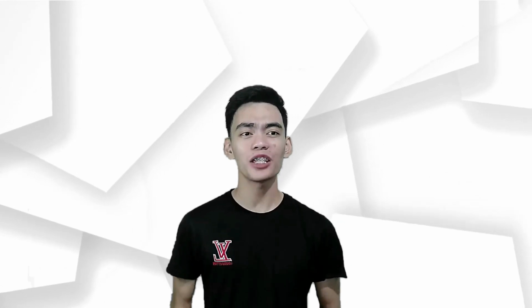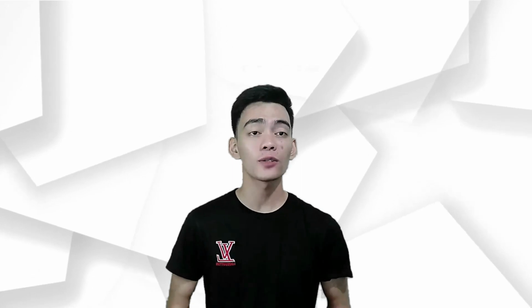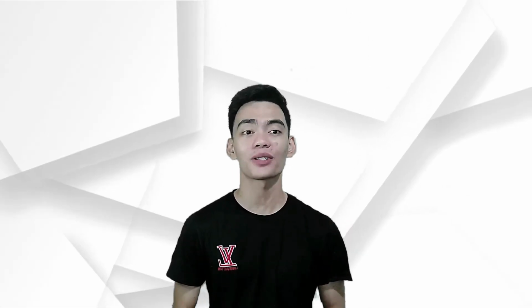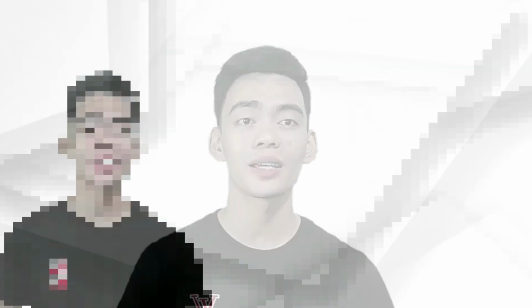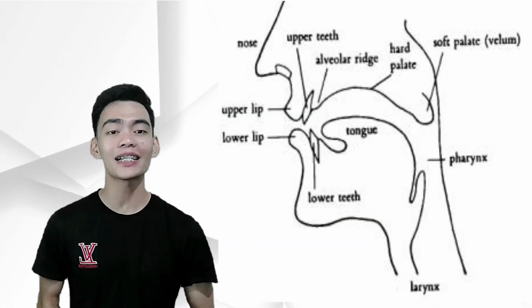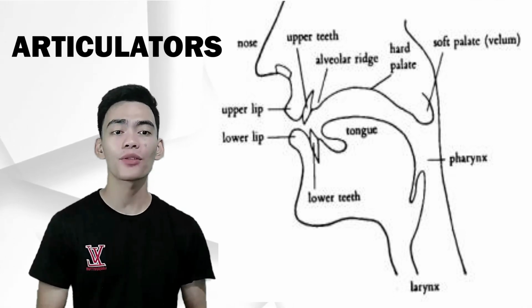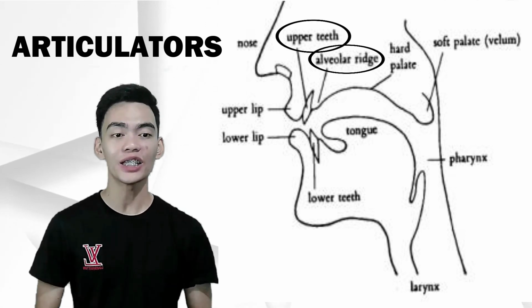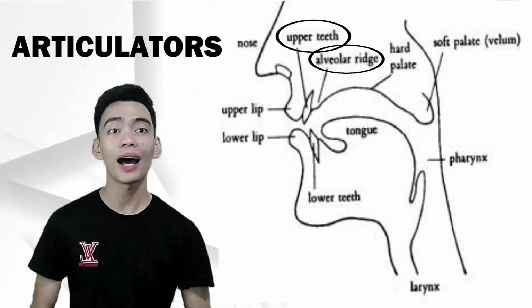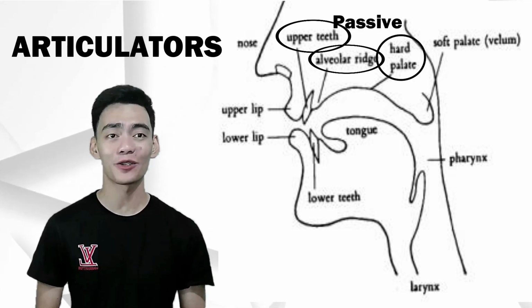Now, let us dive deeper into English sounds, starting from the very foundation of sounds to final articulation of sounds. First, let's take a brief look at the vocal tract, where the sounds are produced. The parts of the mouth involved in making speech sounds are called articulators. Three parts of the mouth cannot move: the upper teeth, the alveolar ridge, and the hard palate. These are therefore known as passive articulators.